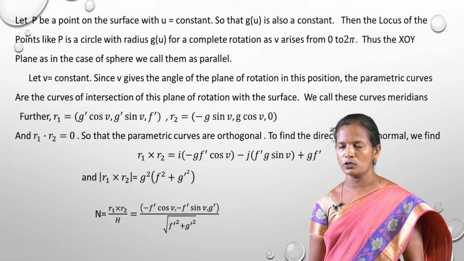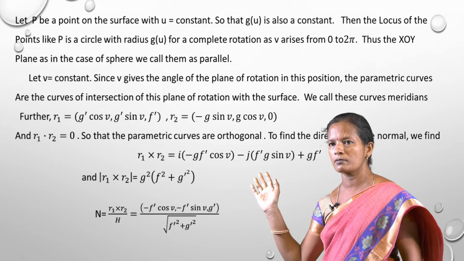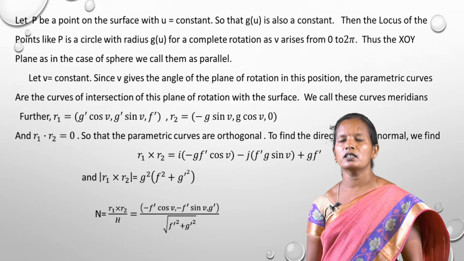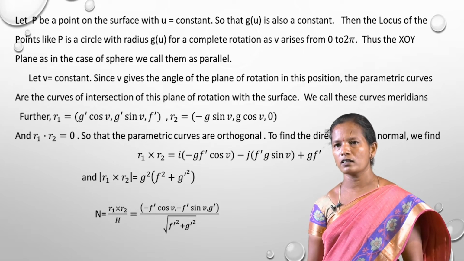Further, R1 is equal to (g dash cos v, g dash sin v, f dash). R2 vector is equal to (minus g sin v, g cos v, 0). And the dot product between R1 and R2, that is R1 dot R2, is equal to 0, so that the parametric curves are orthogonal.